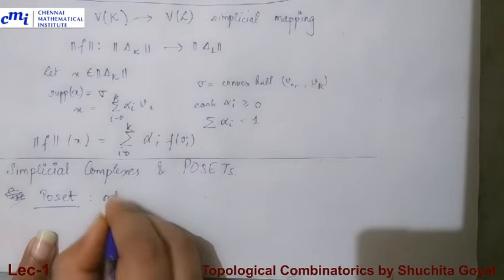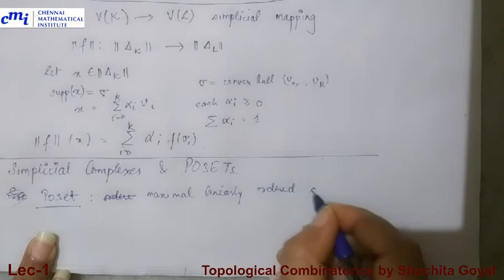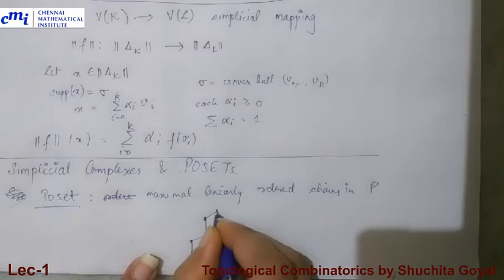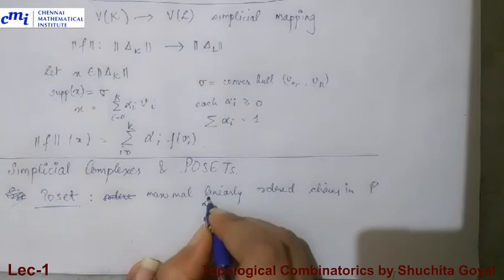Maximal linearly ordered chains in this set, if you see. They are going to start from the lowest element, some element, some element, and so on. Something like this, right? The way I am drawing it, I am keeping in mind that this element is smaller than this, this is smaller than this, and so on. If this is the maximal in this chain, which means there is nothing bigger than this, then this forms a maximal simplex correspondingly.